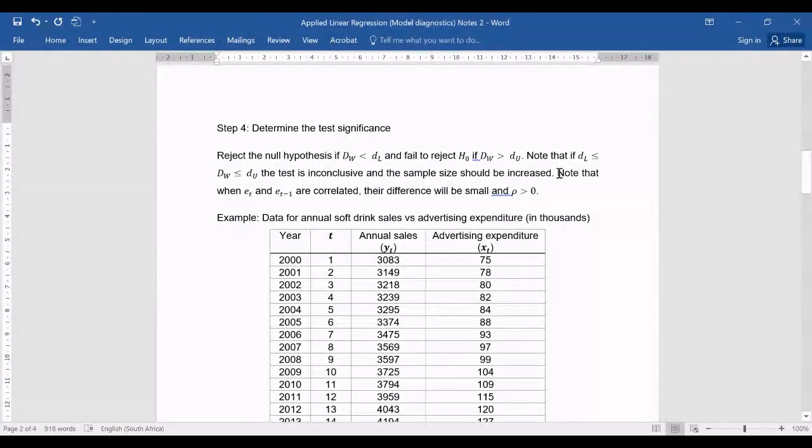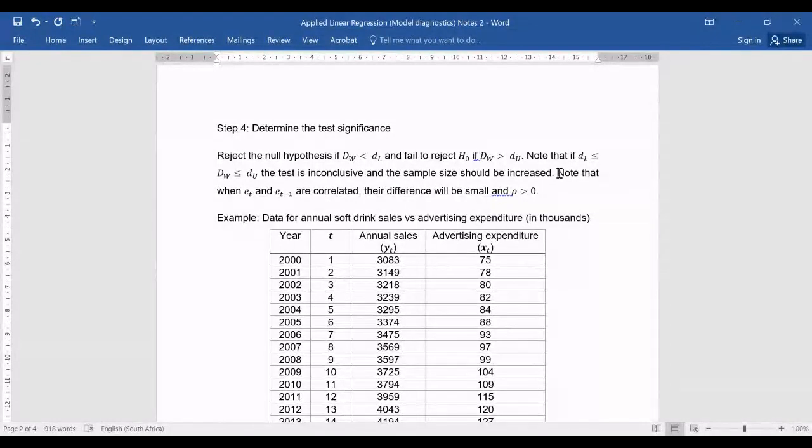If DW is less than DL, then we reject. But if DW is greater than DU, which is the upper critical value, then we fail to reject. And if our DW is in between the 2 values, or it's equal to one of the two values, then the test is inconclusive. And then we have to go back and increase the sample size. Then we test again. Is it clear?